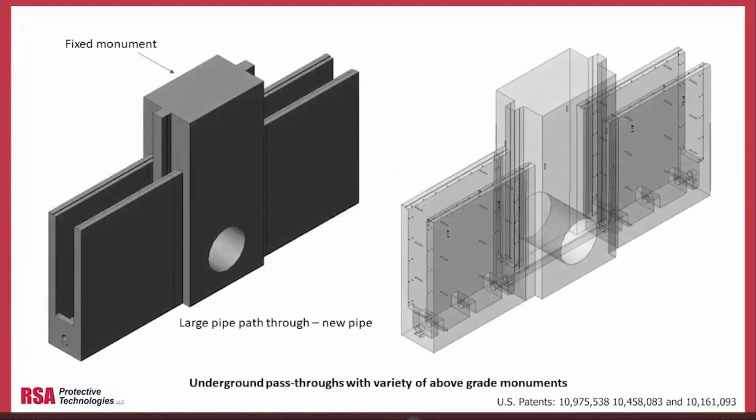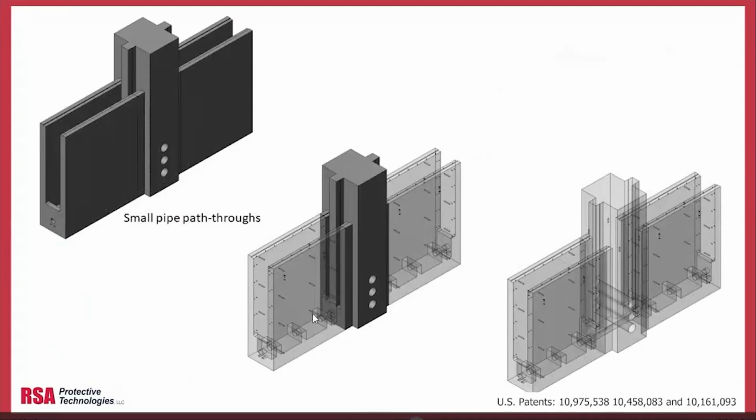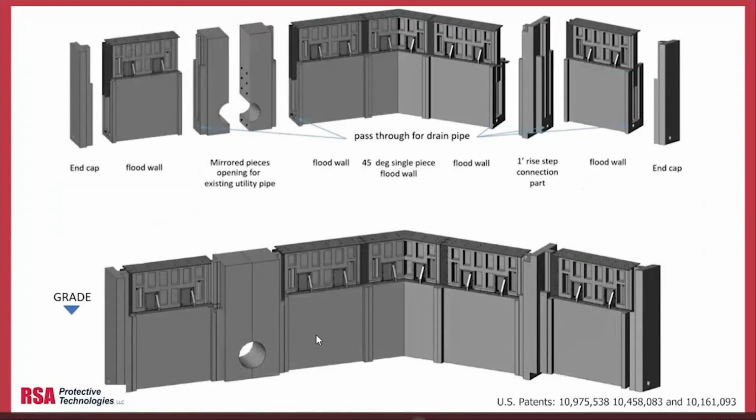There are locations where we'd have underground utilities, like storm drains, where we'd have to pass through. We created a special monument that would be poured around that pipe or duct without having to cut the pipe. This is for smaller pass-throughs. We can have a similar kind of event. Here's a mirrored monument shown in the upper left there, where we could create two precast sandwich pieces to wrap around the pipe without actually having to pour it in place.